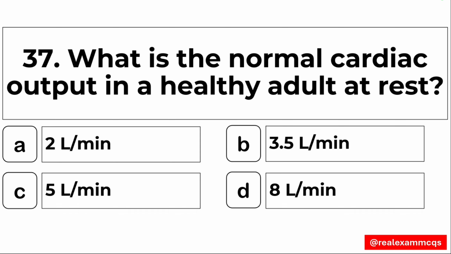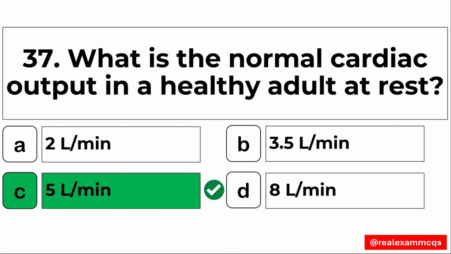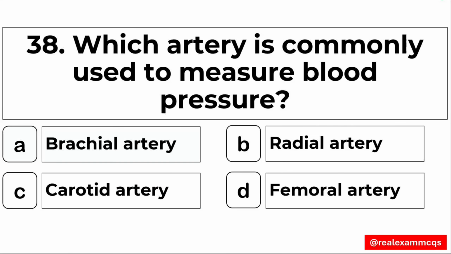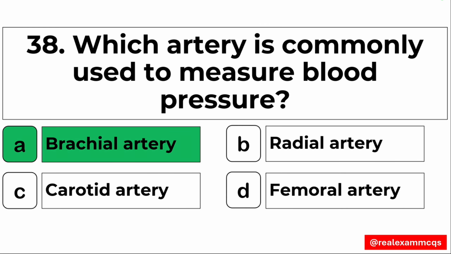37. What is the normal cardiac output in a healthy adult at rest? Option C, 5 liters per minute. 38. Which artery is commonly used to measure blood pressure? Option A, the brachial artery.